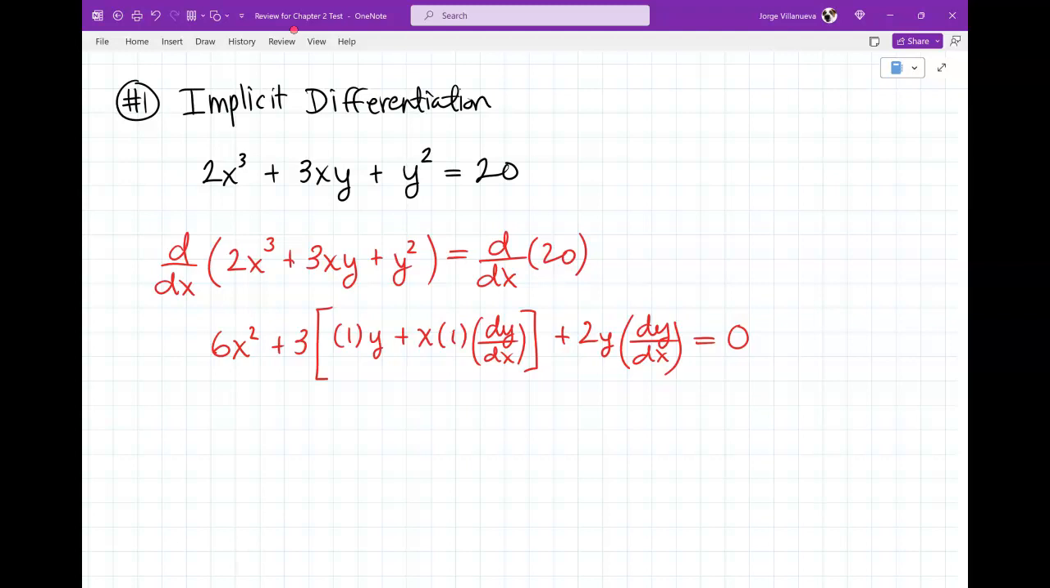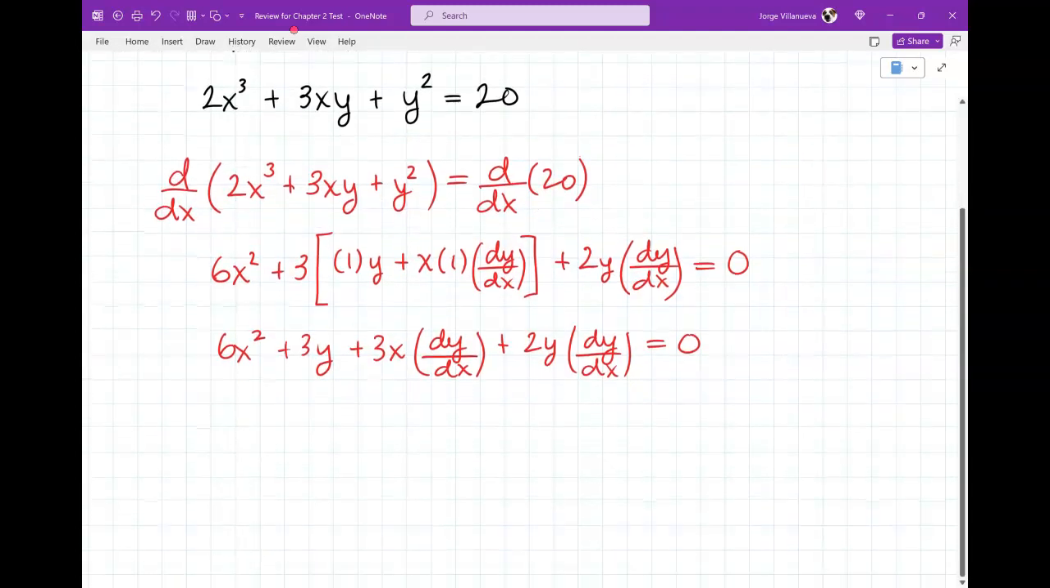At this point, you're going to distribute and try to combine your dy dx's. So we have 6x squared plus 3y plus 3x dy dx plus 2y dy dx equal to 0. So before I move on, are we good with this right here? Any questions on this? We can call it like step 1, 2, 3 here. Everybody good?